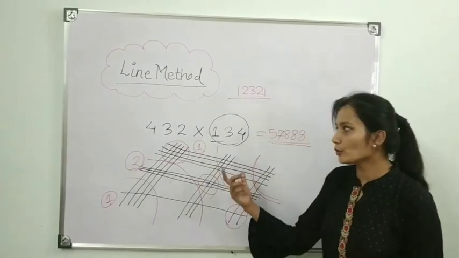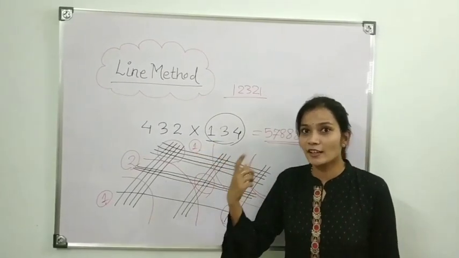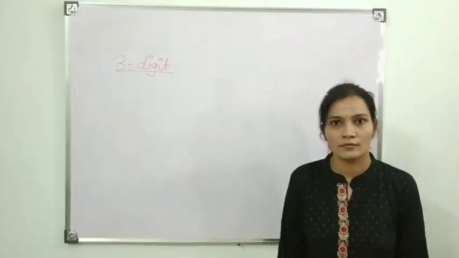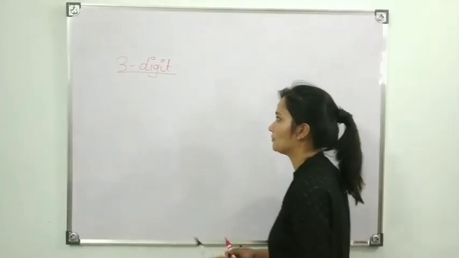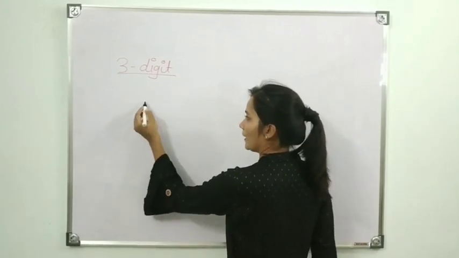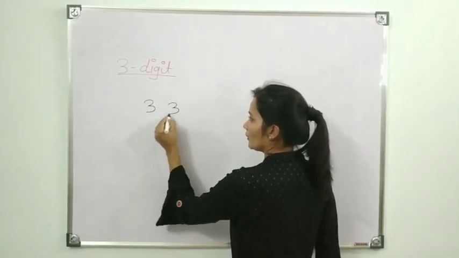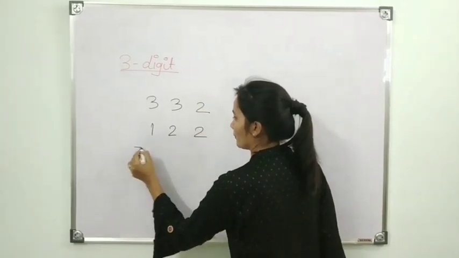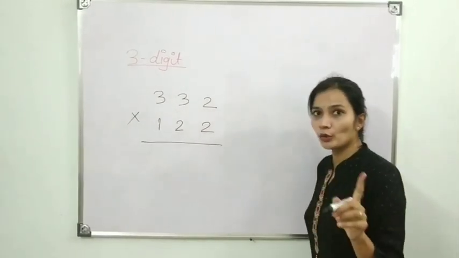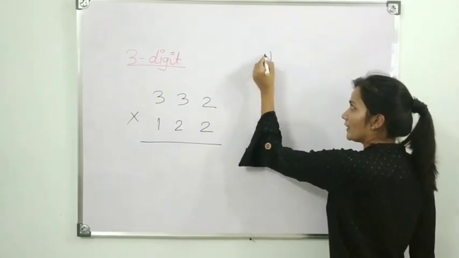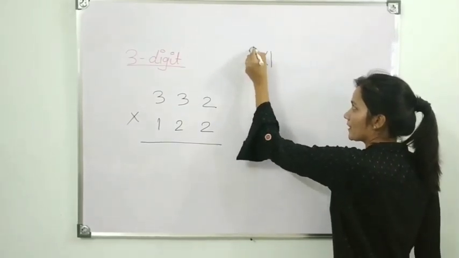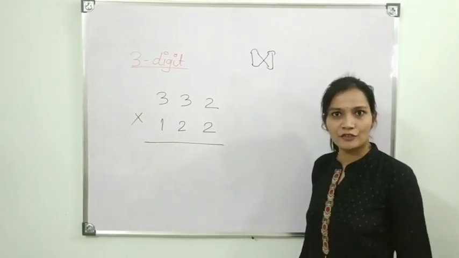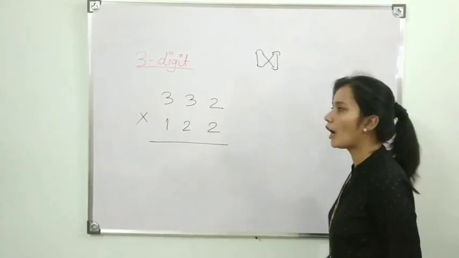Now, I told you that with this method you will get confused about the intersections. So let us see another method. Let us take an example: if we want to multiply 332 into 122. For 2 digits we have seen that we multiply these two, then cross multiply, then this, and we get an infinity curve, so we call it the infinity method. Now let us see how we will do it for 3 digits.